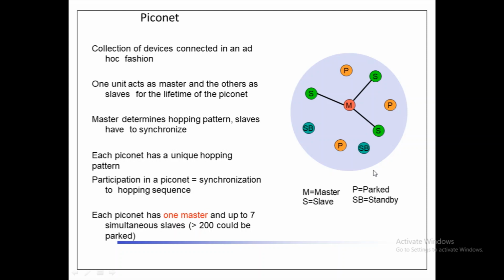So this is about the piconet. Now we'll discuss next how to form a Bluetooth piconet, or forming a Bluetooth piconet.